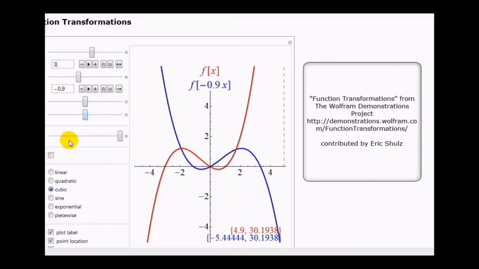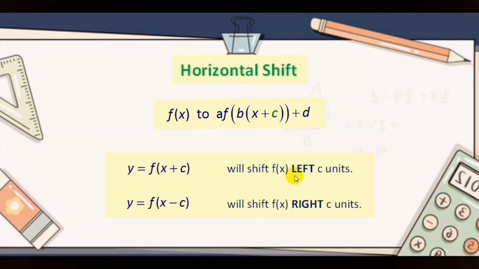Now, we will see how c affects the graph. If we have y equals f of the quantity x plus c, this will shift f(x) left c units. And if we have y equals f of the quantity x minus c, this will shift the function right c units.